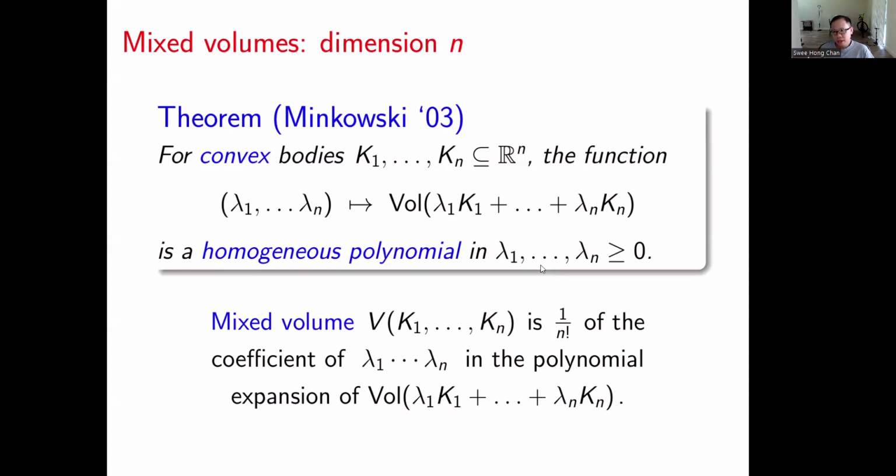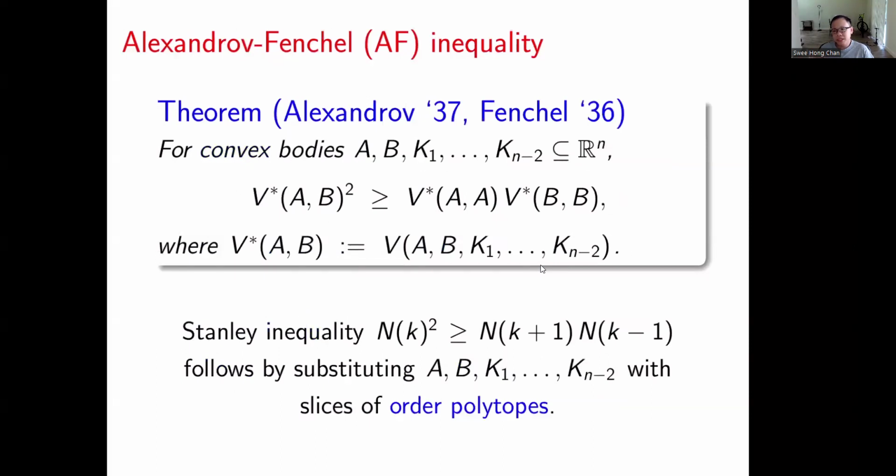Okay? And now, log concavity appears in mixed volume again in the following very natural way. First, you fix the other n minus 2 polytopes, K_1 up to K_{n-2}. Fix the values and only allow the first two polytopes to vary. Now, if you take the mixed volume of A and B, it was shown by Alexandrov and Fenchel in 1927 that its square is greater than or equal to the product of the mixed volume of A alone times the mixed volume of B alone.